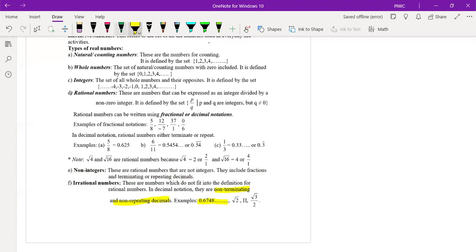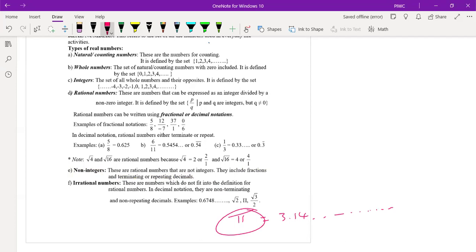Now, if you use your calculator for the square root of 2, you realize it's a long number that has no end and doesn't repeat. So that is an example of an irrational number. Pi, 3.14, keeps going, a very long number with no end. Because of that, it is a non-terminating, non-repeating decimal, so pi is an irrational number.